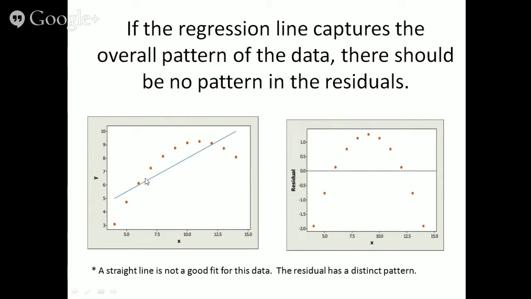So notice that this blue line is not a good fit for this data. This is a curved line. Linear does not help us at all. So we know that is true because when we look over here at the residuals, we get this parabola looking thing. We get a pattern. It's a very distinct pattern. So that tells us that that blue line was originally not a good fit.